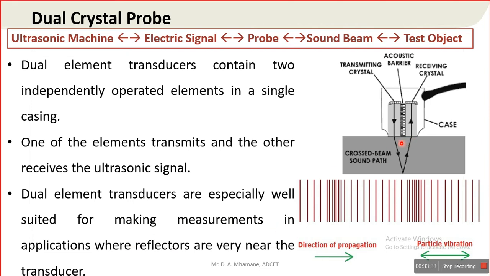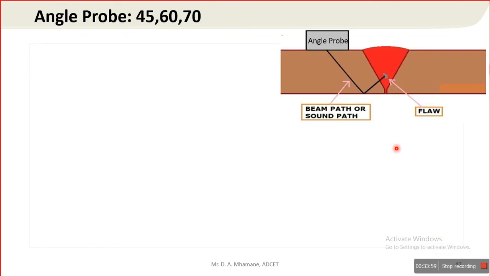Means in the case of very thin material, these dual crystal probes are used for inspection of thin plate or thin types of materials. And suppose the flaw is present near the surface, in that case also dual crystal probes are used. So, angle probe. Basically angle probes are of three types. First one 45 degree, next one 60 degree, and another is 70 degree probe.